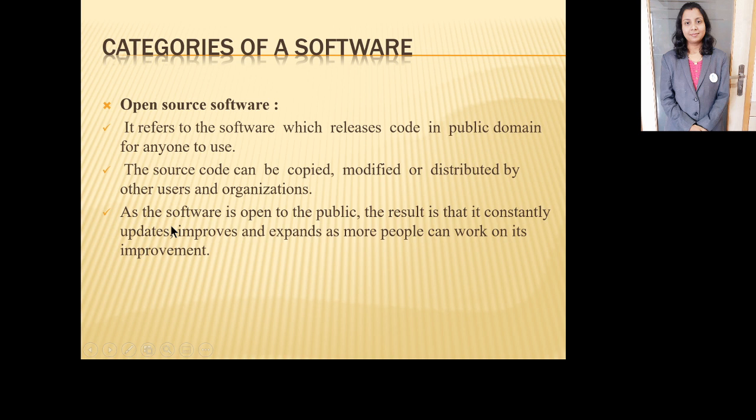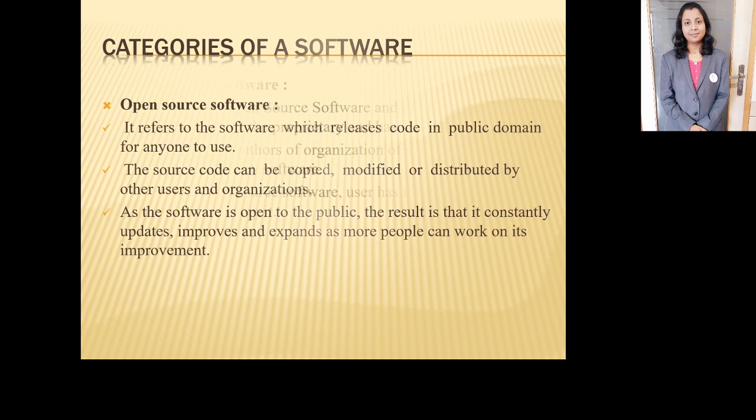Okay, as the software is open to the public, the result is that it constantly updates, improves and expands as more people can work on its improvement. So here what happens is, as the software code is available to the public, they can update it, improve it, customize the software and use it. As a result of this, the software has lots of improvement in it. Constantly it is improving.